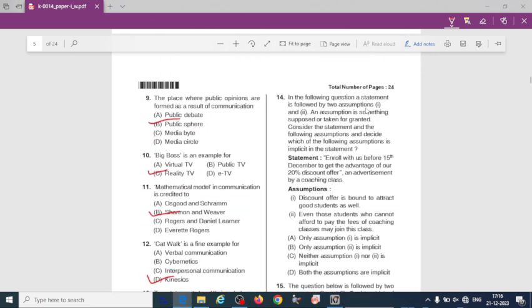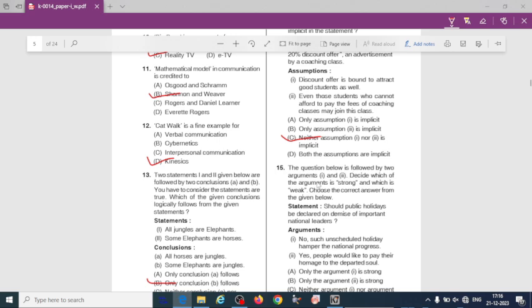In the following question, two assumptions have been given. Consider which assumption is implicit. Enroll with us before 15th December to get the advantage of our 20% discount offer, an advertisement by a coaching class. Assumption: the discount offer is bound to attract good students as well, even though students who cannot afford to pay the fees of coaching classes may join this class. Only first assumption is implicit, only second, neither first nor second, or both. 14th will be option C. Neither assumption 1 nor 2 is implicit here.